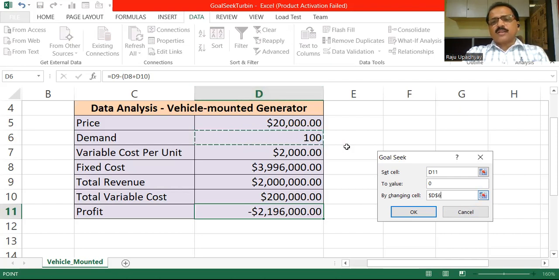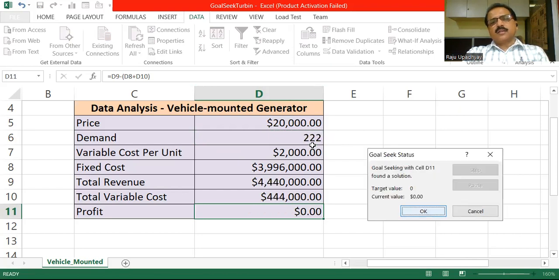Again, I should summarize. The Set cell is the cell whose value I need to attain as the break-even value. So what is my break-even value? That we have to set in the To value, that is 0. By changing which cell can you attain this break-even value? Obviously, by changing the demand in the market, we can attain this. So just by clicking OK, we can get the result.